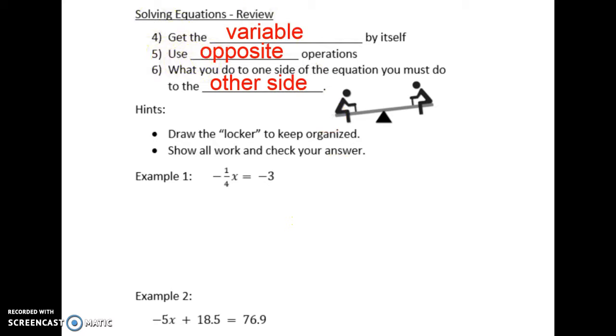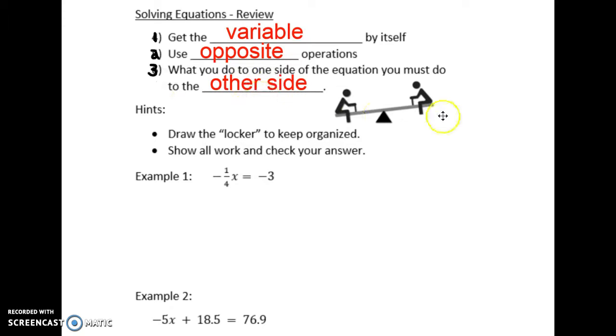The next step is to use opposite operations. Your opposite operations is like when you're adding, the opposite would be to subtract. When you are subtracting, the opposite would be to add. And then, of course, multiplying and dividing are opposites. Later on this year, we'll work with more opposites with some higher values like squaring and square rooting.